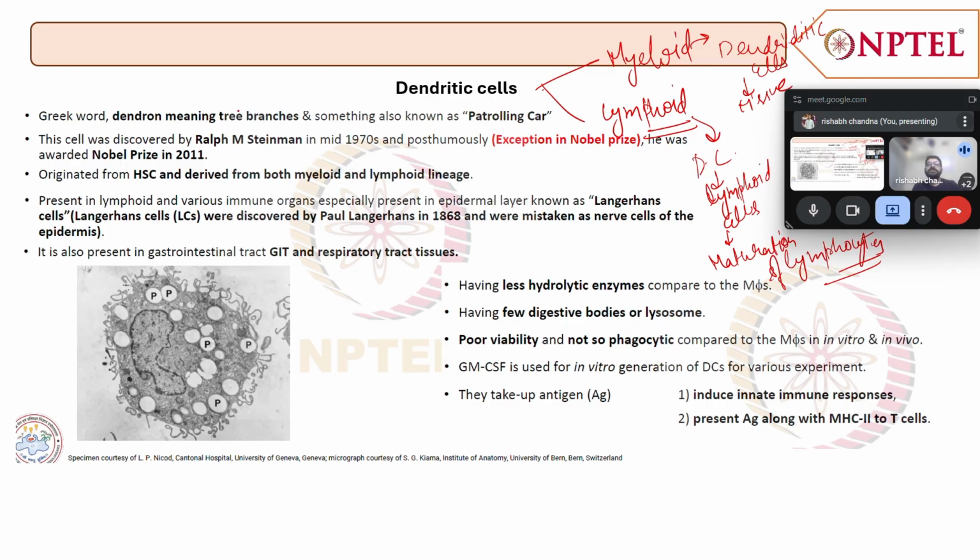The basic meaning of the term dendritic cell comes from dendron, which means branching of the tree. These are also known as patrolling cells because they are highly phagocytic cells that can engulf foreign or pathogenic organisms. These were discovered by Sir Steinman in the 1970s, and he was awarded the Nobel Prize posthumously in 2011 for their discovery.